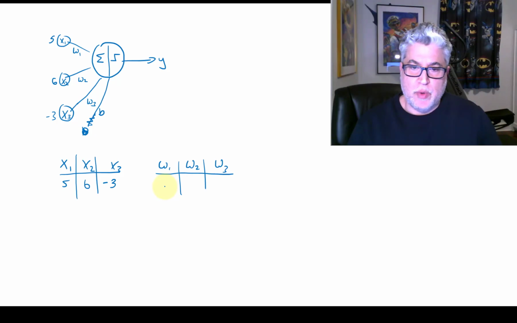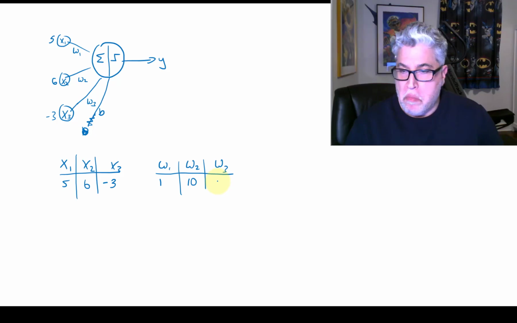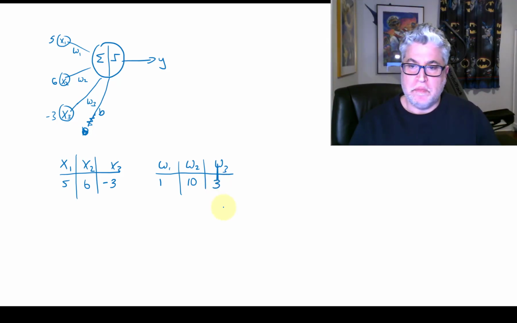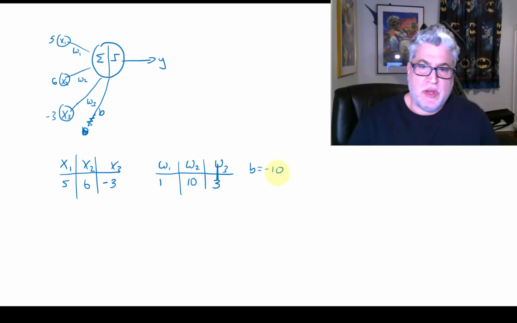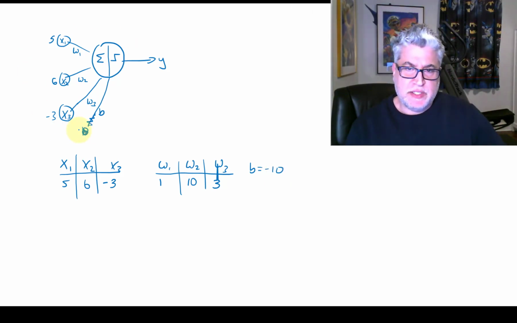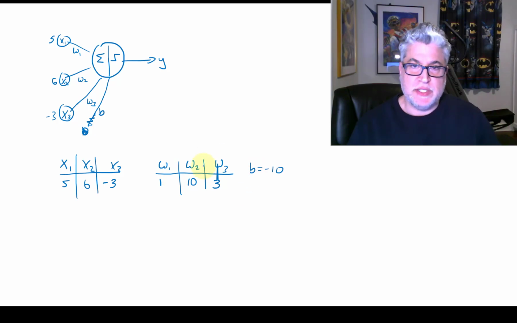And we could do 1, 10, and 3. All right, well, we need our bias. Let's stick with -10, just because, why not? And see if this describes our decision-making process. This is the person we're trying to decide about, and these are our preferences. Then what does this model say? Will we find this person hot or not?